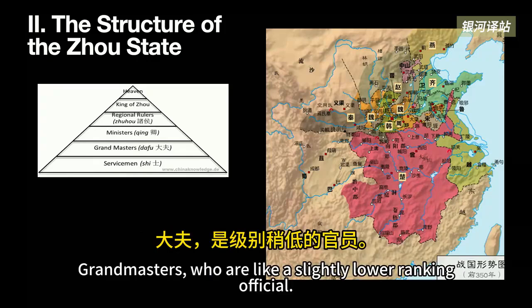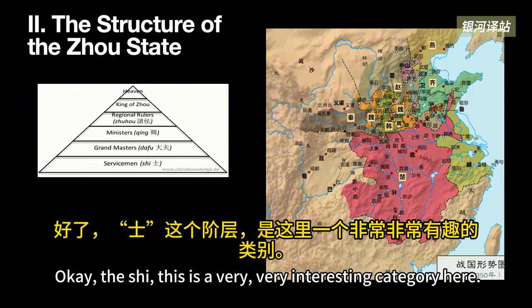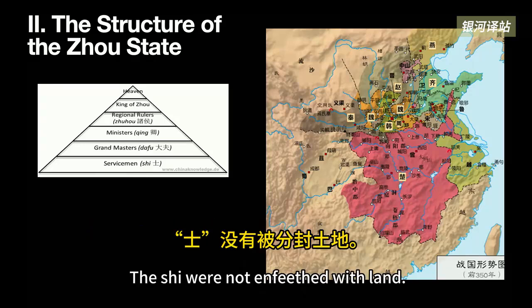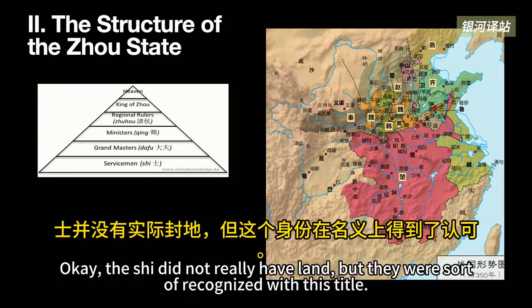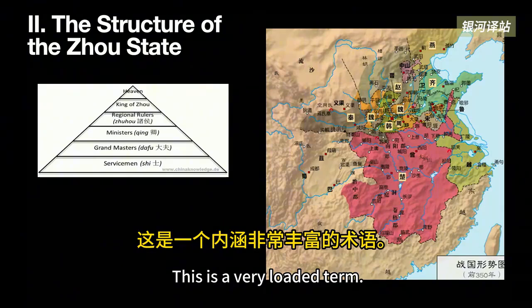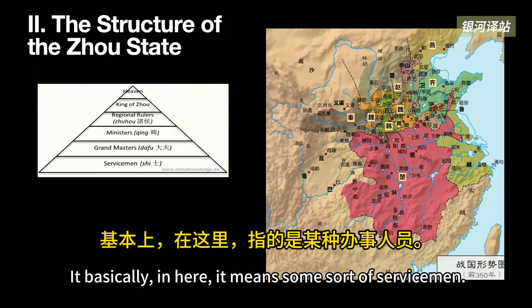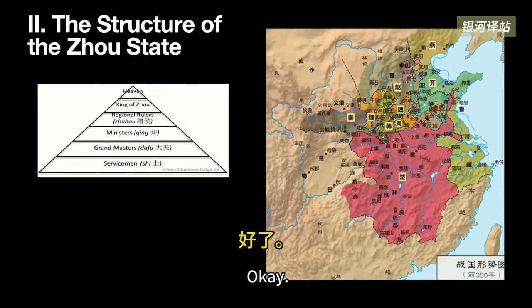Grand masters, who are a slightly lower ranking official, and then the lowest servicemen in this bureaucratic rank. Okay, the Shi, this is a very, very interesting category here. The Shi were not enfeoffed with land. Everybody else got a bit of land. Okay, the Shi did not really have land, but they were sort of recognized with this title. What's interesting about this wildcard group, the Shi, is that this is a very loaded term. It's a character, a word that we see for the rest of Chinese history. It basically means some sort of serviceman, okay?